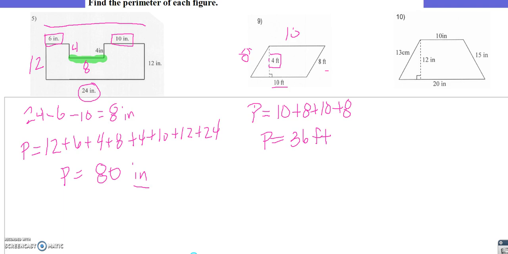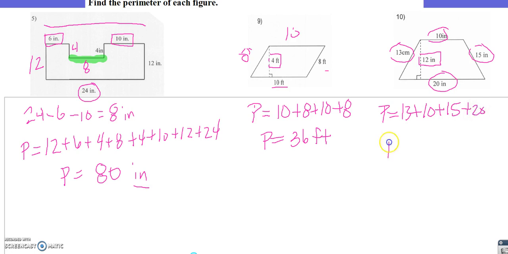Now the last one, we have a trapezoid, which also is just a quadrilateral. We don't care about the 12 inches on the inside. We're only going to add the 4 numbers on the perimeter, the outside of that shape. So here we have 13 plus 10 plus 15 plus 20. Add those up in our calculator, we get a perimeter of 58, and in this case it will be inches.